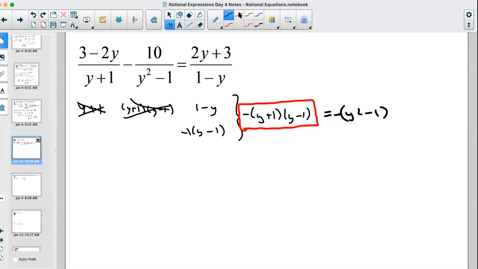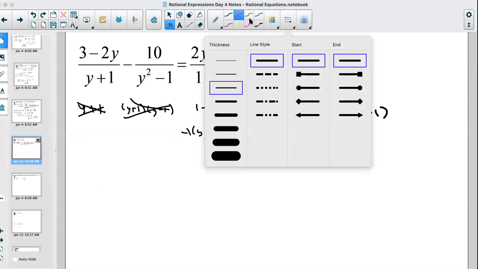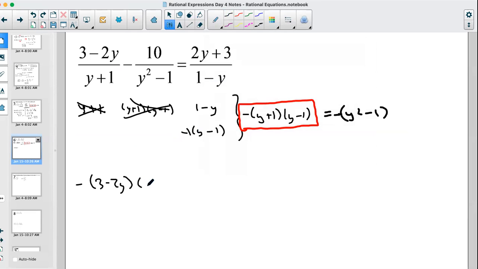So we're going to multiply this whole LCD by everything in the equation. The y plus 1 cancels out with the y plus 1, but the negative and the y minus 1 are still there. So I'm going to write this as negative 3 minus 2y times y minus 1. Just remember, I crossed off the y plus 1 and this y plus 1, but there was still a negative and a y minus 1. I multiplied both of those by the numerator here. Remember, divide and then multiply.